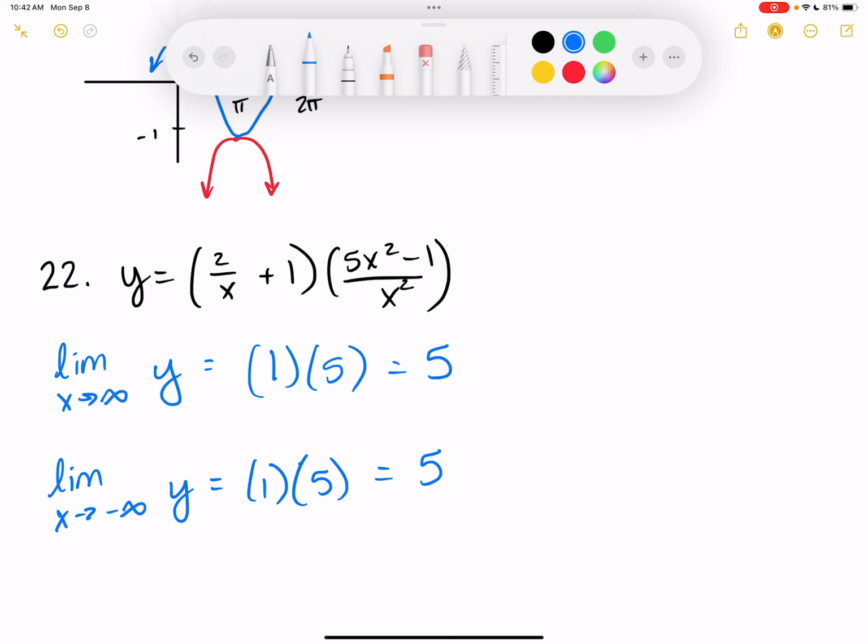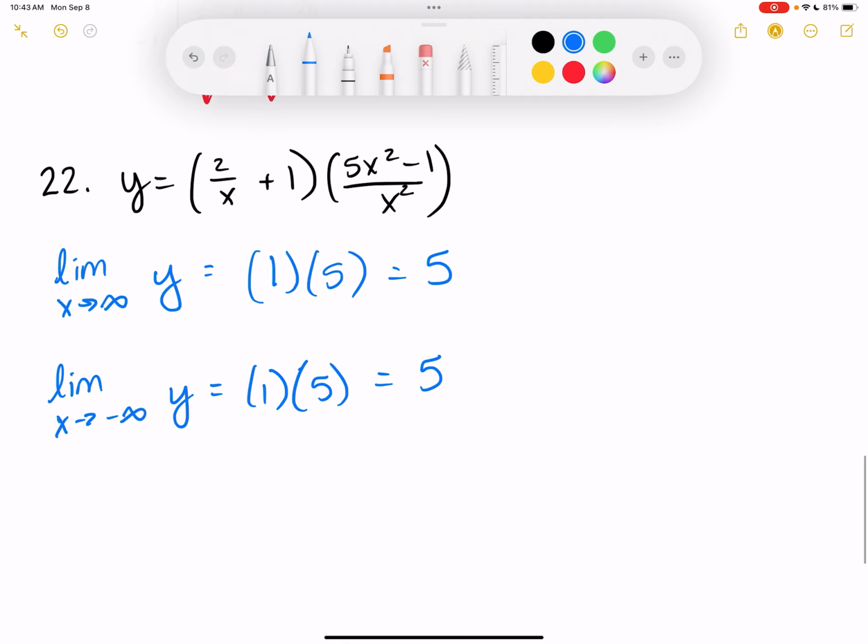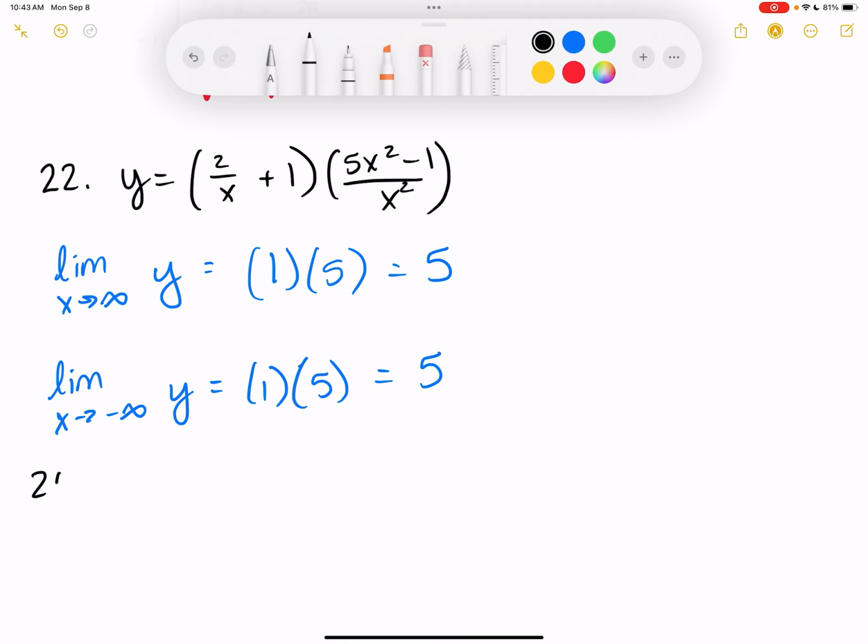Because at infinity, the 1 is meaningless, essentially. So all I really care about is the really big number. Let's see. 24. One with the trig function. Y equals 2x plus the sine of x over x.